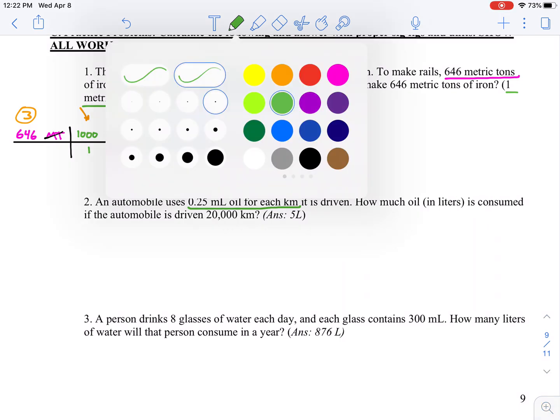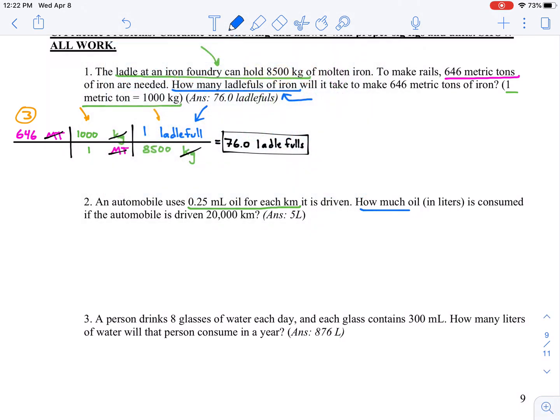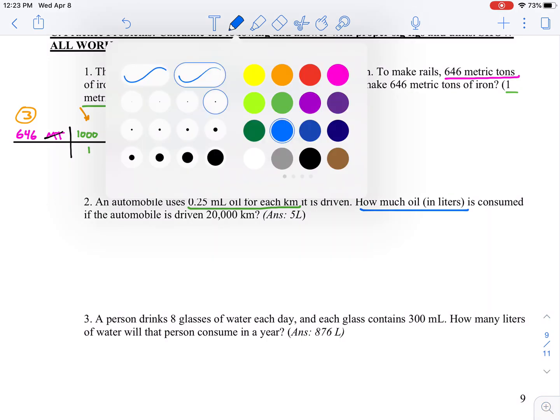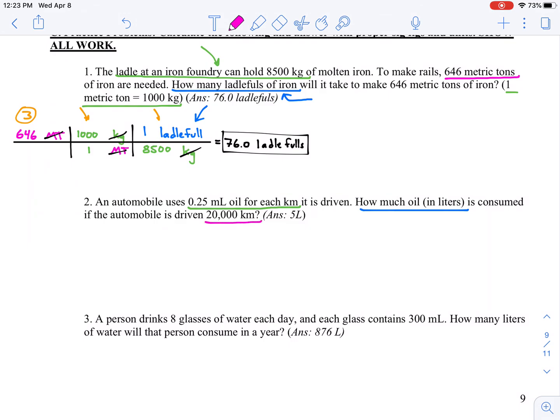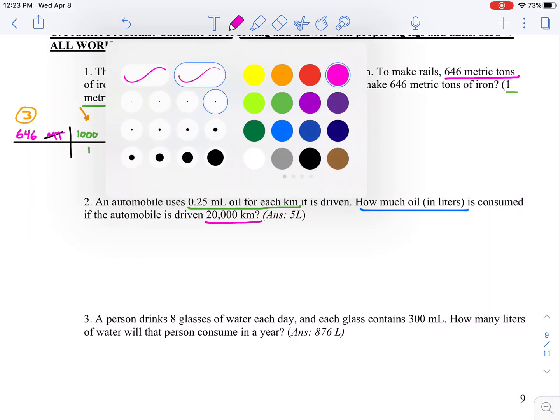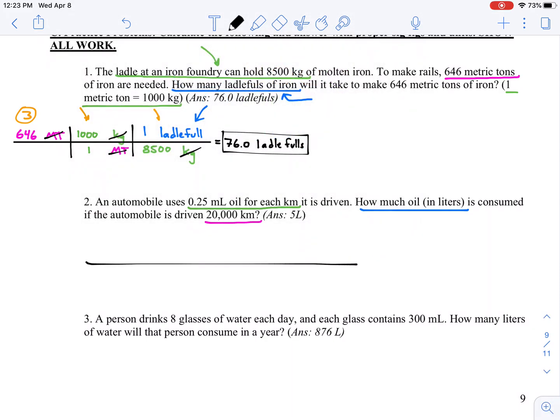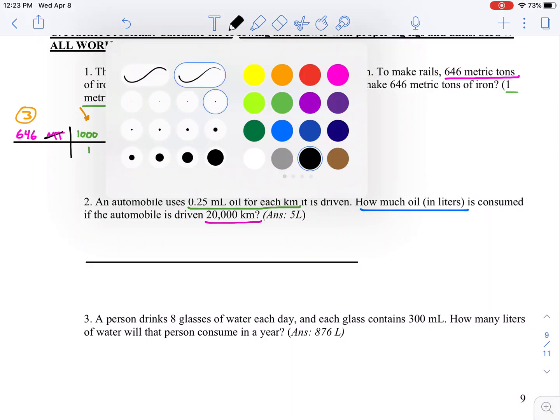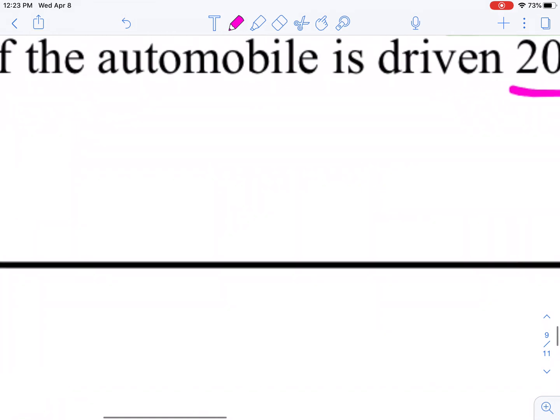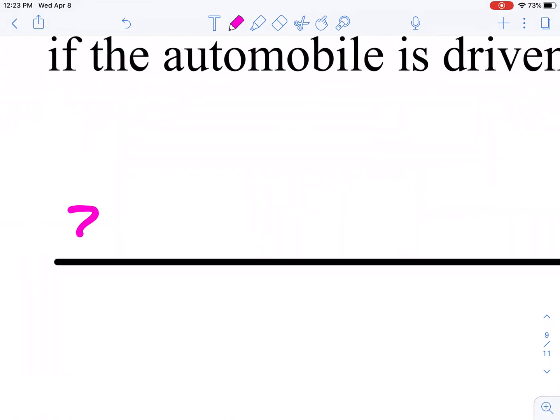It says how much oil, that must be our unknown, in liters, is consumed if the automobile is driven 20,000 kilometers. That must be our starting value, right? It's not an equality. So let's start there. Let's start with our 20,000 kilometers and see where it takes us. We have 20,000 kilometers on top.